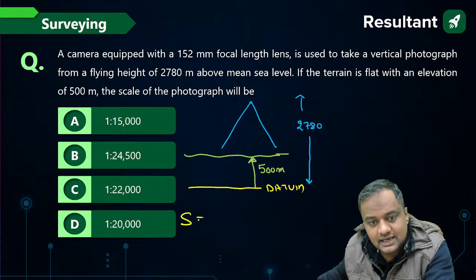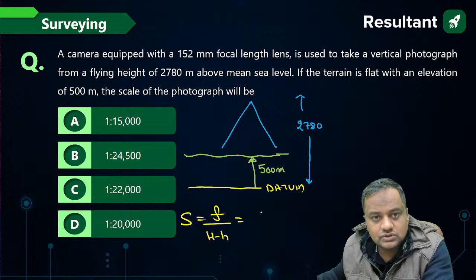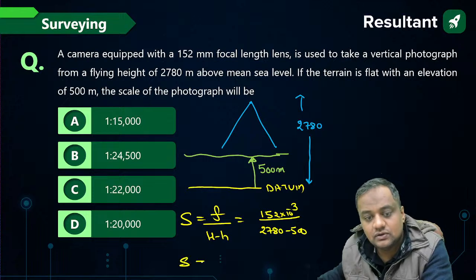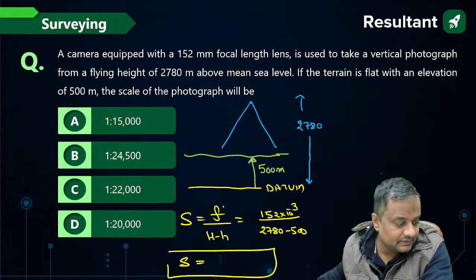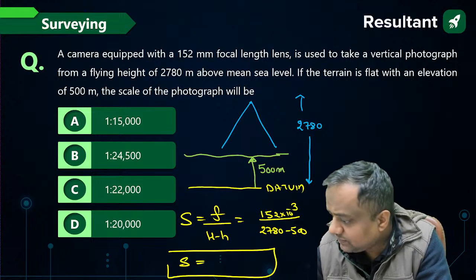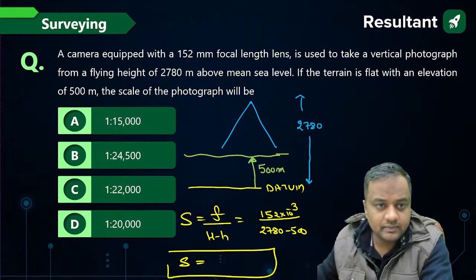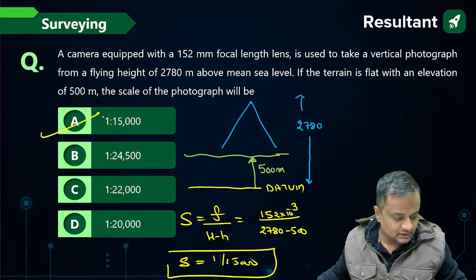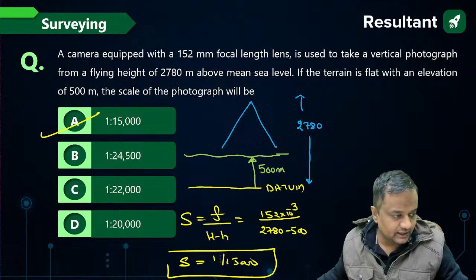So scale is F upon flying height minus the ground elevation. 150 mm means 150 into 10 to the power minus 3 meters. Capital H is 2780 minus 500. Can you please tell me, guys, what is this S value coming from here? Is it 1 by 15,000? Yes, excellent. Great, guys.